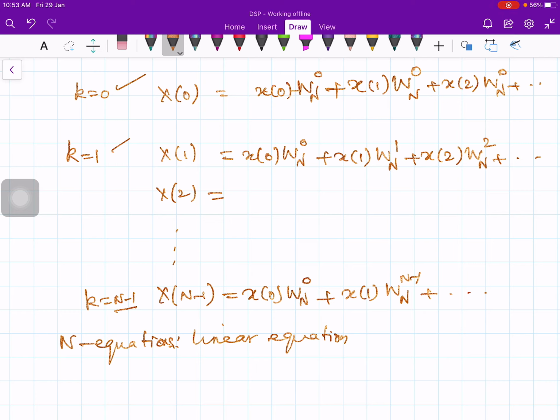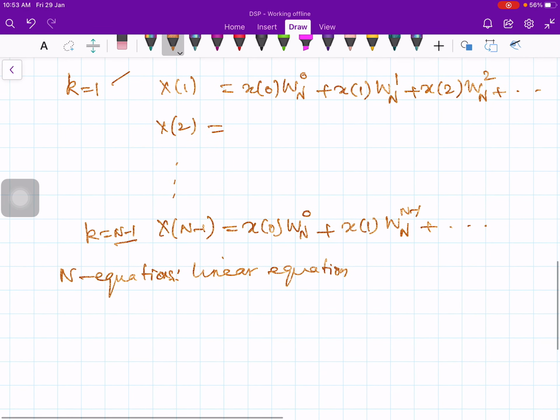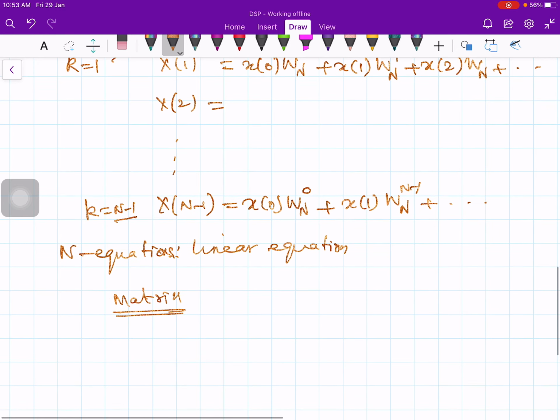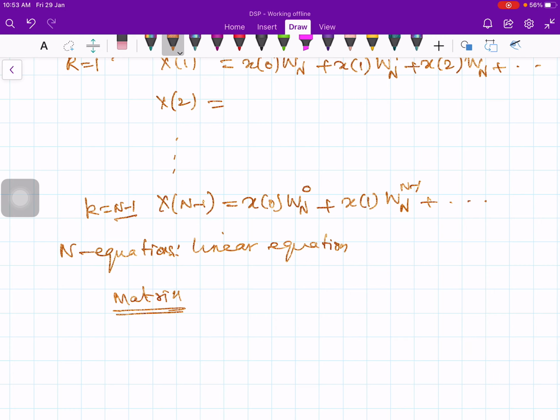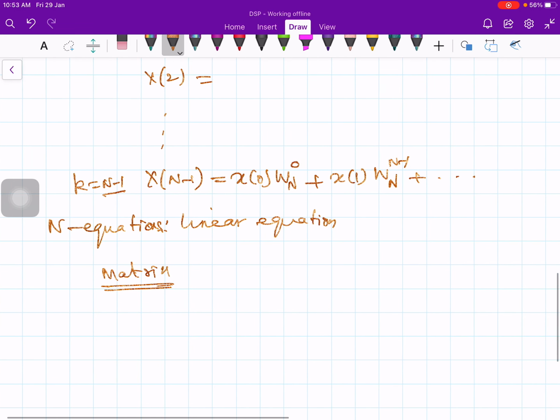So this is a compact way of writing the same n equations. In the compact form we can write these n equations. Since it has n linear equations, we can also write it in the matrix form. I can take the help of a matrix and write it. This matrix form is another way of writing X of k. A matrix is also a compact way of writing a set of n equations.